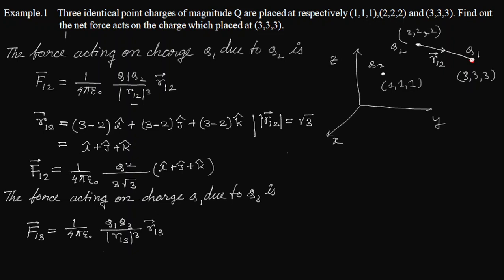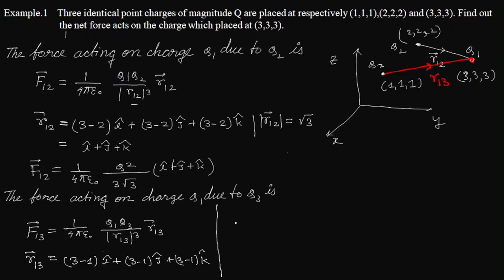So in this case, what is the r13 vector? This is again the position vector of q1 with respect to q3. This is the r13 vector. So from the figure, how can we write the value of r13? We can write the r13 vector as again the position vector: x coordinate of q1 minus x coordinate of q3. So in that case x will be 3 minus 1 i cap, and for the y coordinate also it will be 3 minus 1 j cap, plus 3 minus 1 k cap.